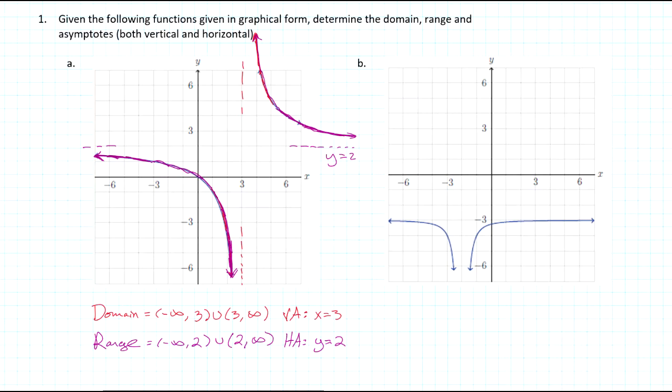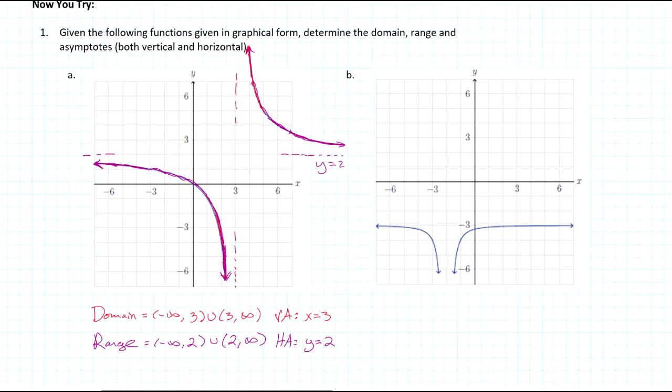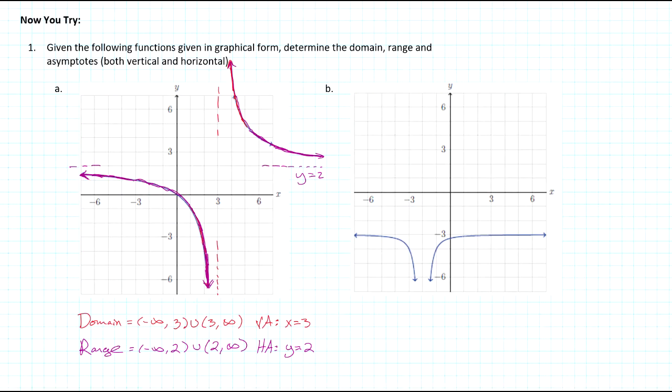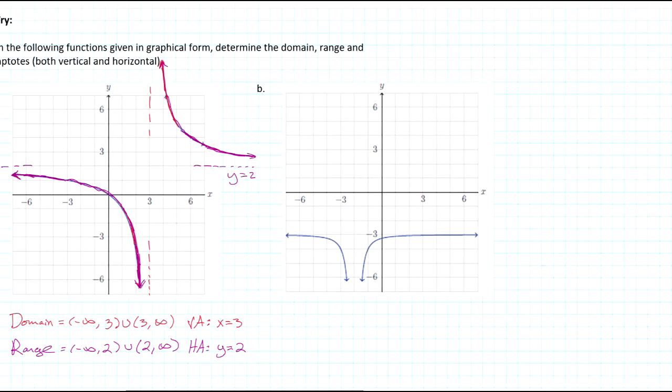Keep in mind, I'm not giving full explanations here since these are the Now You Try problems. In the example, I went into a lot more detail on what the definitions of these asymptotes are, what can and can't happen with them, and some more detail in reading that graph. So if you skipped those, make sure and go back and watch them. Those are important videos. All right, let's look at part B here.